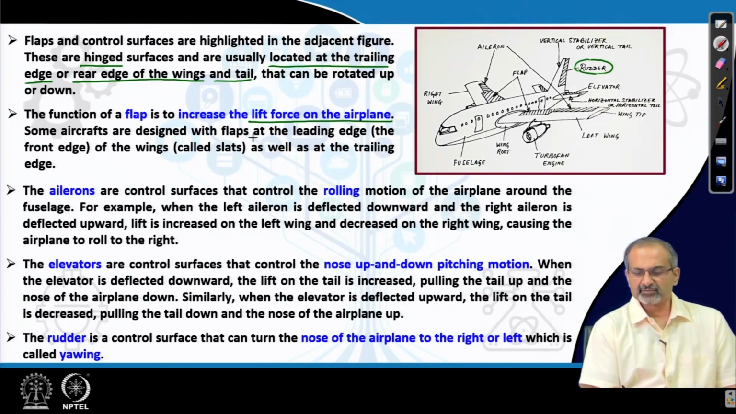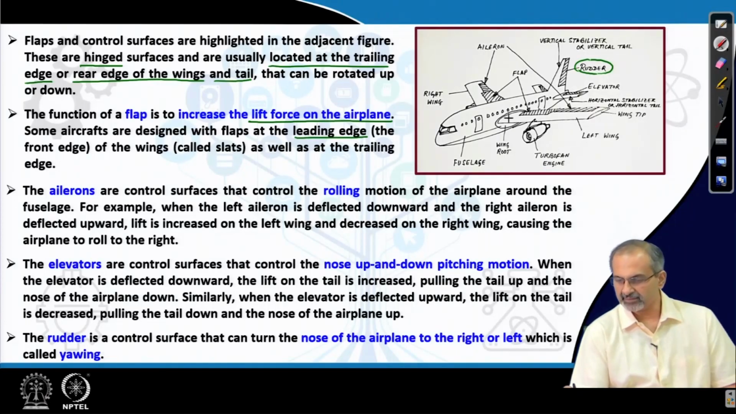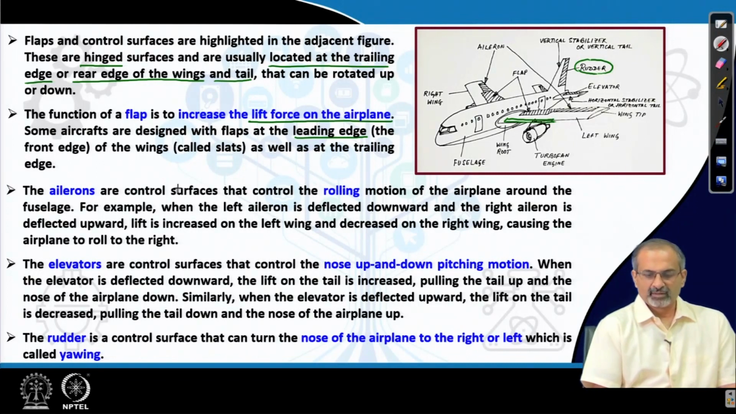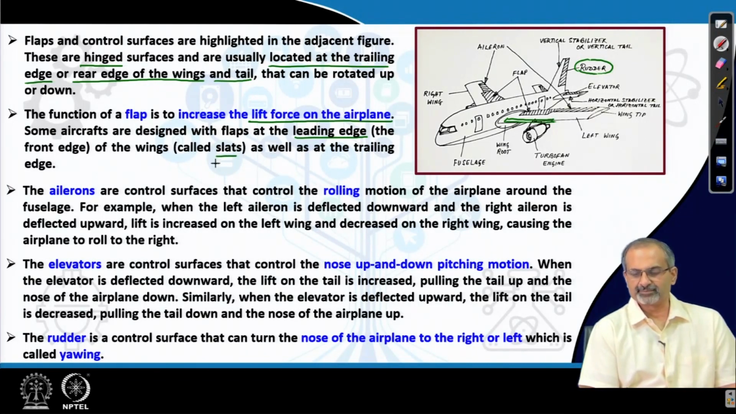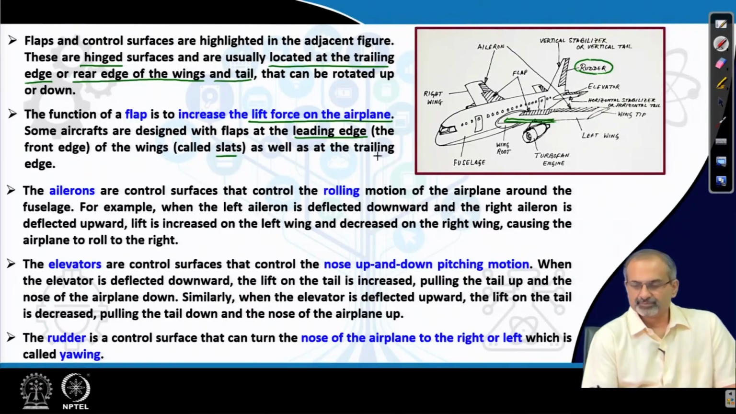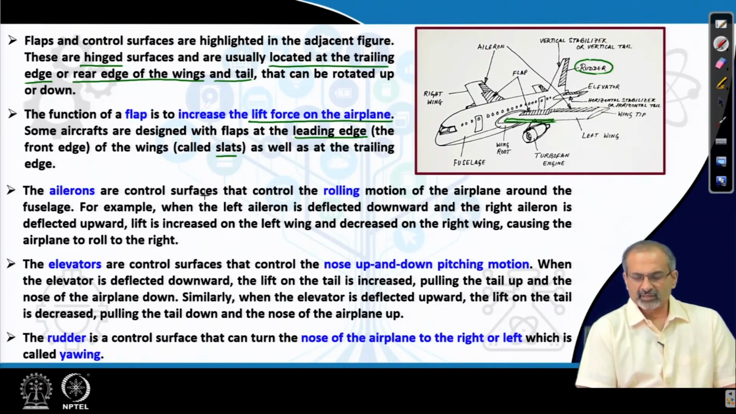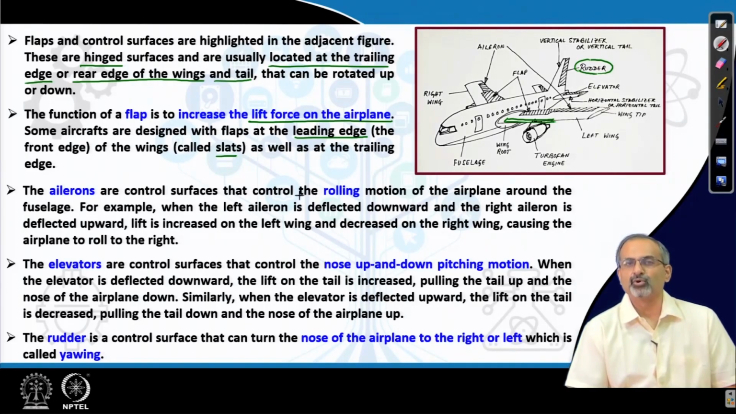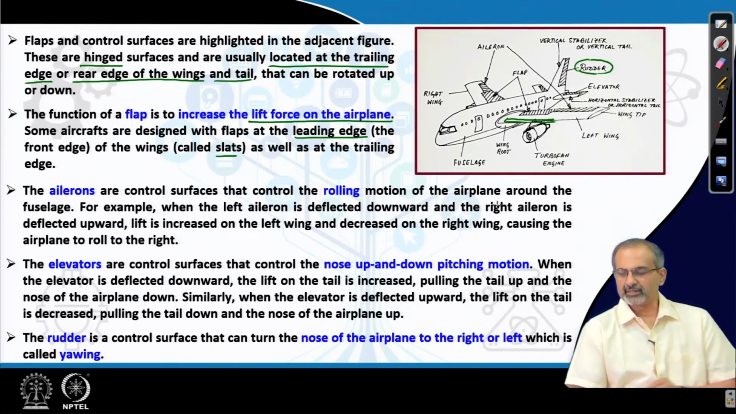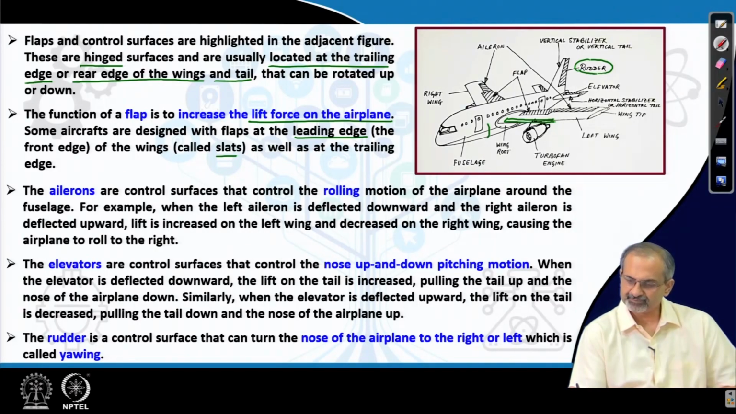Some aircrafts are designed with flaps at the leading edge here, that is the front edge, and we call them slats. The ailerons are control surfaces that control the rolling moment of the airplane around the fuselage. Rolling means it can rotate about this axis, that is what we mean by rolling.